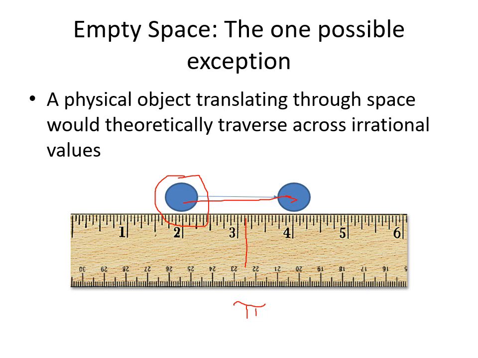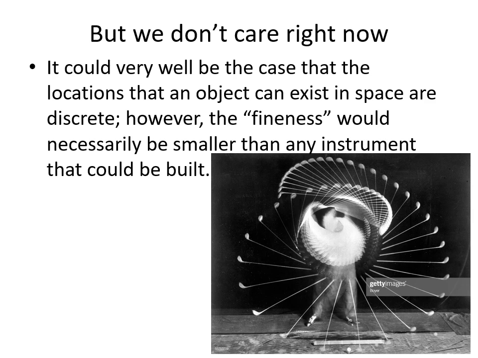That's the only exception to the rule I will accept, except for the fact that right now we really don't care. It could very well be the case that the locations that an object can exist in space are discrete. However, the fineness, in other words, how tiny the discrete steps are, would necessarily be smaller than any instrument that could be built to measure it. Because anything built with normal matter is going to be discrete and corpuscular. And that discrete corpuscularity, I am sure, would be much, much larger than the fineness of free space if free space did, in fact, have a fineness and discreteness about it.